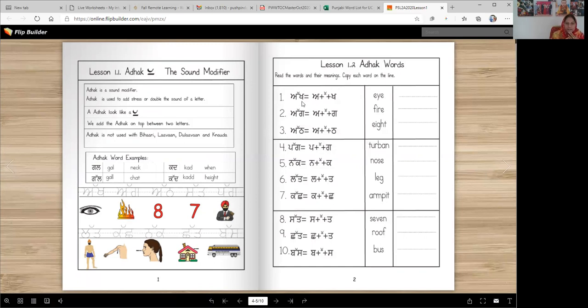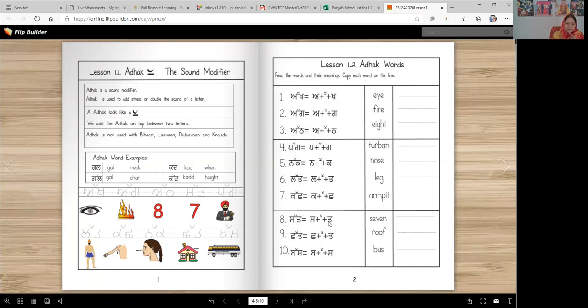Okay, here is the spelling of these words. So era, adak, kaka, ak, ak is I. Era, adak, gaga, ak, ag is fire. This is at, era, adak, tata, at. At is 8. Papa, adak, gaga, pug. Pug is turban. Nana, adak, kaka, nak. Nak is nose. Lala, adak, tata, lat, leg. Kaka, adak, chacha, kach. Kach is armpit.